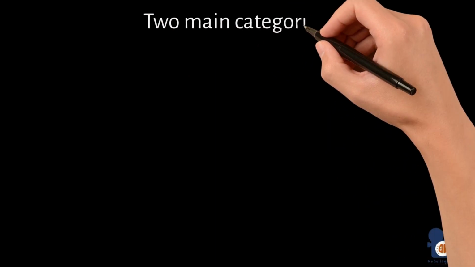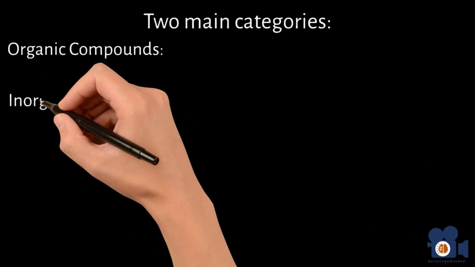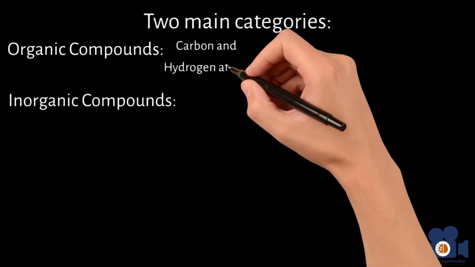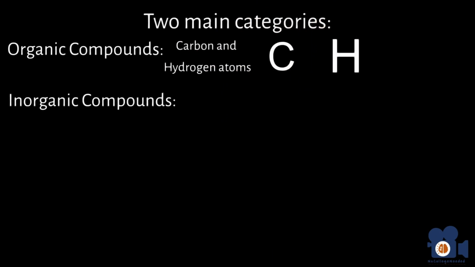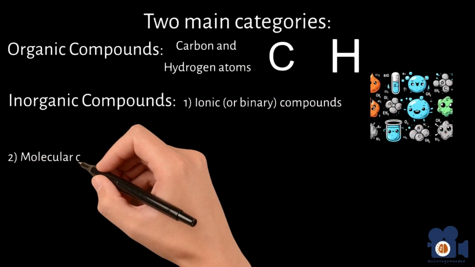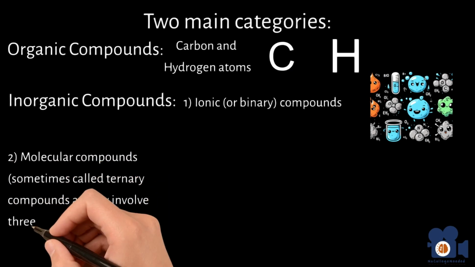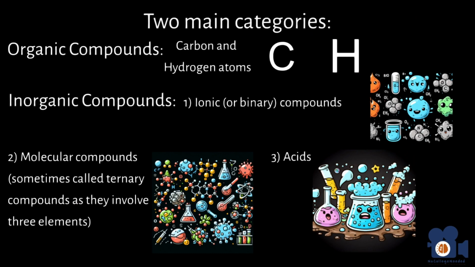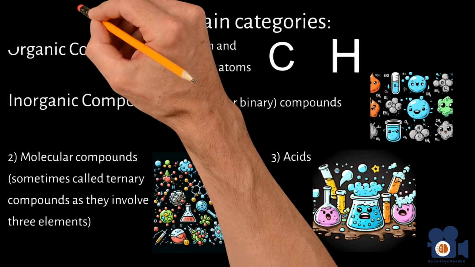The chemical nomenclature system is divided into 2 main categories: organic and inorganic compounds. Organic compounds consist of carbon and hydrogen atoms, and their naming rules will be covered in the next unit. On the other hand, inorganic compounds encompass all other chemicals. Inorganic compounds are further classified into three categories: ionic or binary compounds, molecular compounds, sometimes referred to as ternary compounds, and acids. These classifications help in systematically naming and categorizing different types of chemicals.